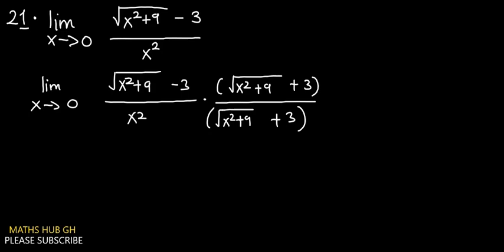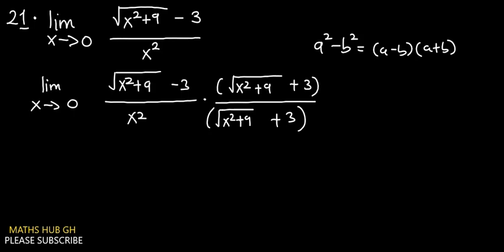Now let's look at something here. You know that in algebra, if you have an expression of the form a squared minus b squared, you can write it as a minus b multiplying a plus b. So we are going to apply this transformation to the numerator, because you can see that we have the square root of x squared plus 9 minus 3 multiplying the square root of x squared plus 9 plus 3. In this case, our a will be equal to the square root of x squared plus 9, and b will be equal to 3.